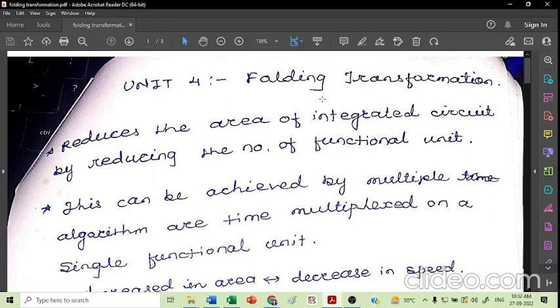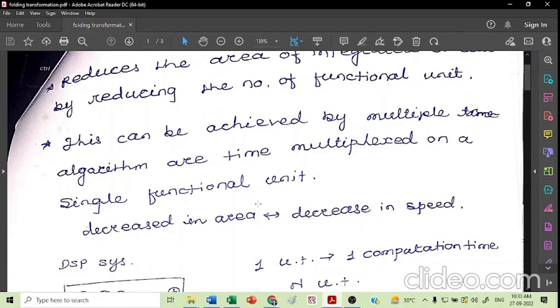Now folding transformation is the process which reduces the area of an integrated circuit by reducing the number of functional units. Means only by reducing the functional units can we reduce the area of the integrated circuit, and it is done by the folding transformation. And how is it achieved? This can be achieved when multiple algorithms are time multiplexed on a single functional unit. This will decrease the area but at the cost of a decrease in speed.